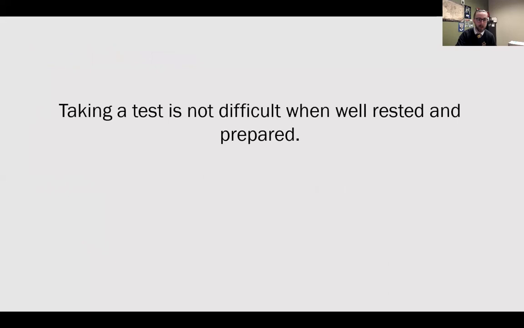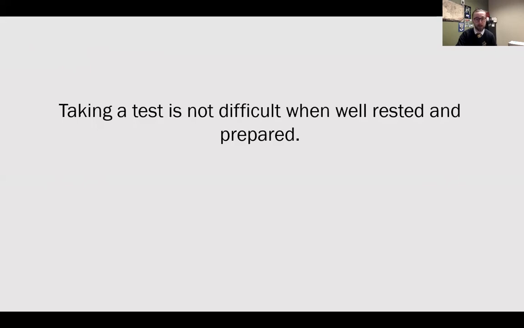Let's look at one more example of each. Taking a test is not difficult when well rested and prepared. So I'll tell you that this is a dangling modifier. At this point, I want you to think of a solution for this. Remember that with a dangling modifier, you have to add something. You have to add a person or a thing that is being described. So pause the video here, try to think of a solution for this error, and when you do, continue watching.